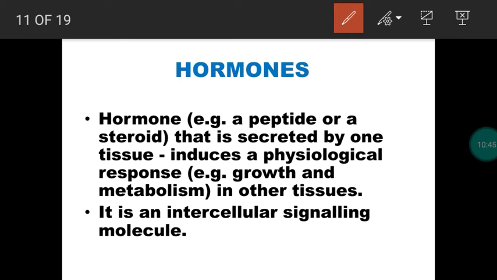So as we studied, these are secreted in one tissue. So this is responsible for the physiological response. Right. So hormones secreted in one tissue is responsible for physiological response in other tissues. So the physiological responses may be growth as well as metabolisms. This is one more intercellular signaling molecule. So hormones are intercellular signaling molecules.